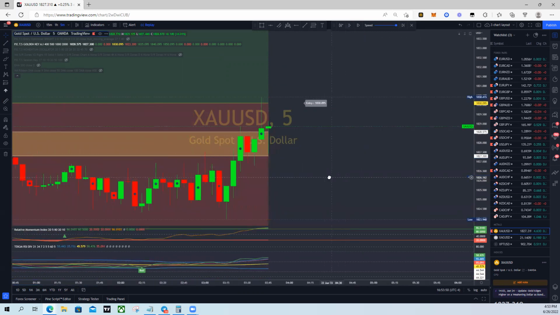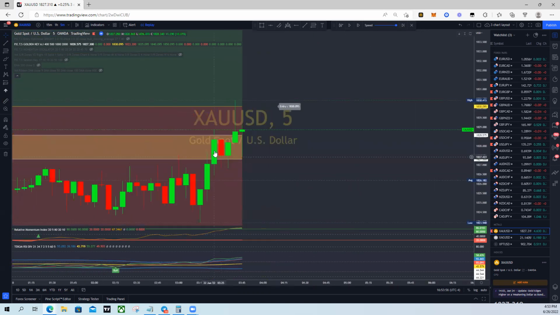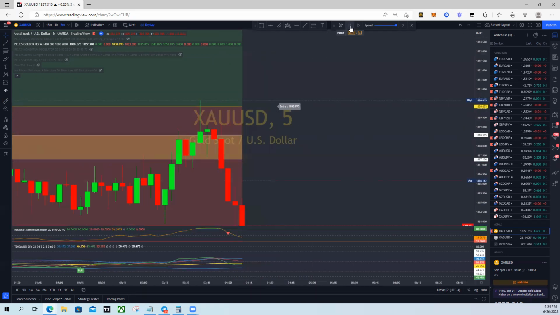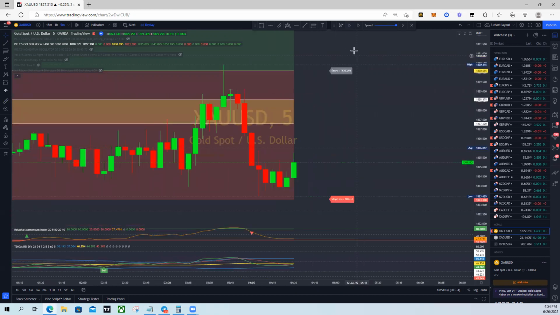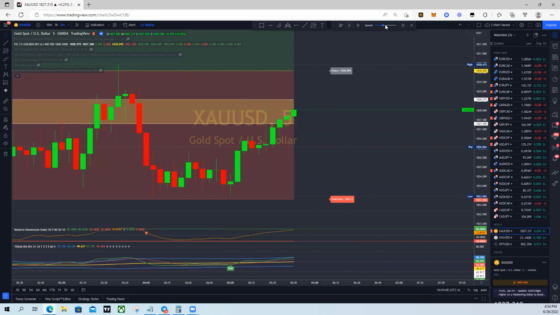Here's a sell. Sell outside of the zone, 20 pips, right? Here's a buy. Buy from the bottom of the zone, 30 pips, right? Here's another sell. See if we can get it to the zone. Oh, slow it down just a little bit.